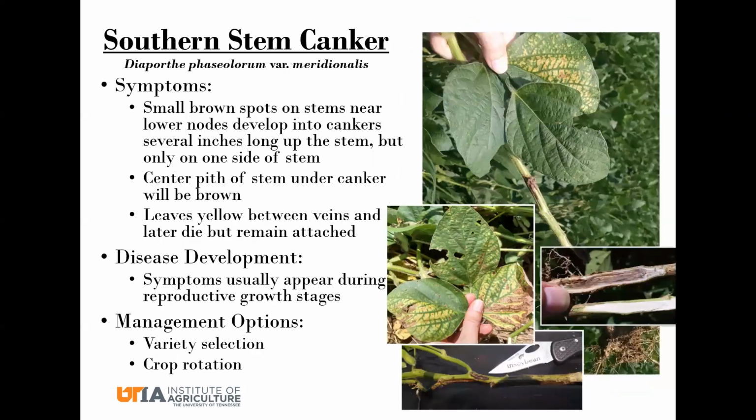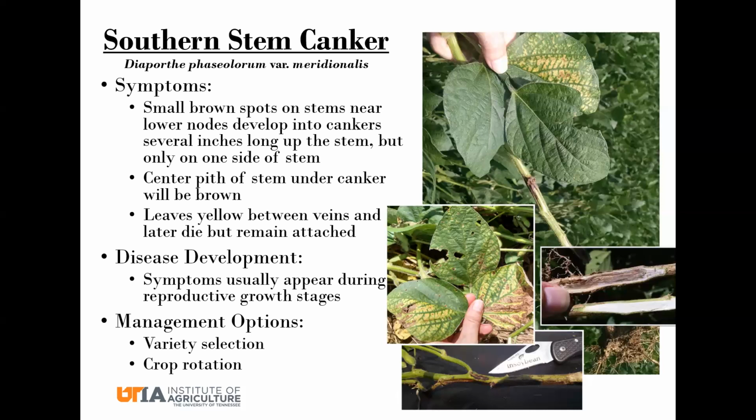The last two pathogens we've discussed were soil-borne pathogens that primarily cause symptoms on the root system. However, now we're going to talk about a soil-borne pathogen which causes a disease that is primarily observed on the stem of the plant. With southern stem canker, we'll see small brown spots on stems near the lower nodes of the soybean, which can develop into cankers that are usually several inches long on the stem. However, when looking for those cankers, we will only see them on one side of that stem.